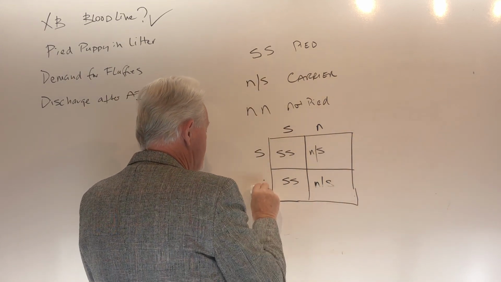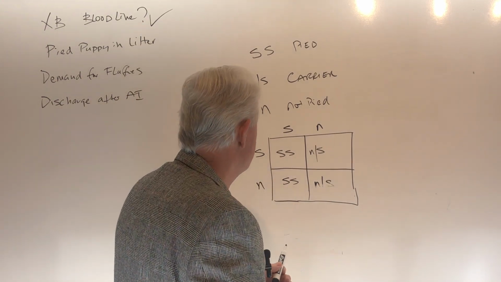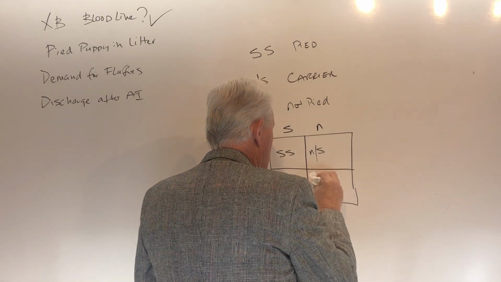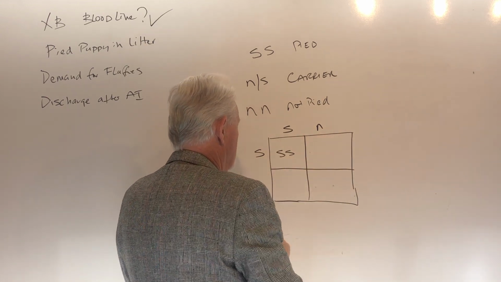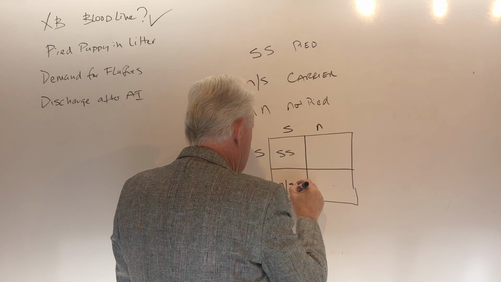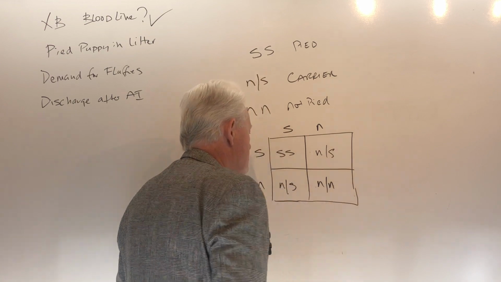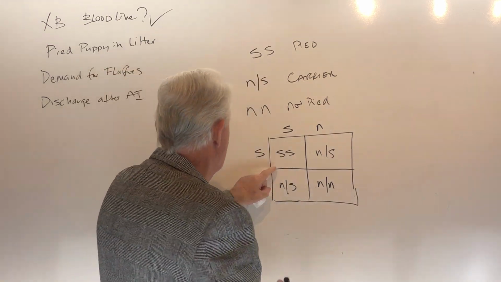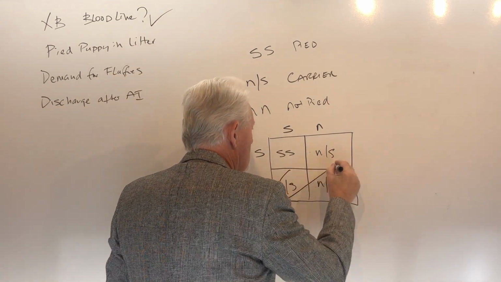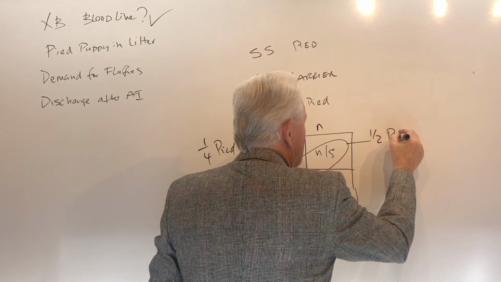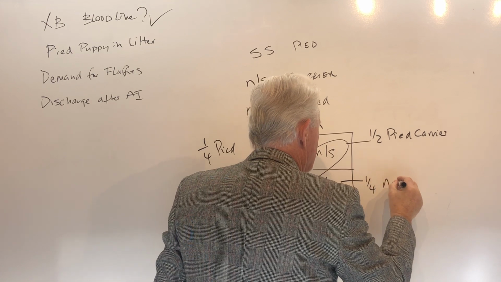Okay, so now let's go with the situation where Kit was not a pied dog, but she did carry a copy of the gene. She was mated to Bjorn, who is also a pied carrier. What are we going to get? Well, S and N gives us that. S and N gives us that. And N gives us that. So what do we get? We get 1/4 pieds. We get 1/2 pied carriers. And we get 1/4 no pied gene at all.